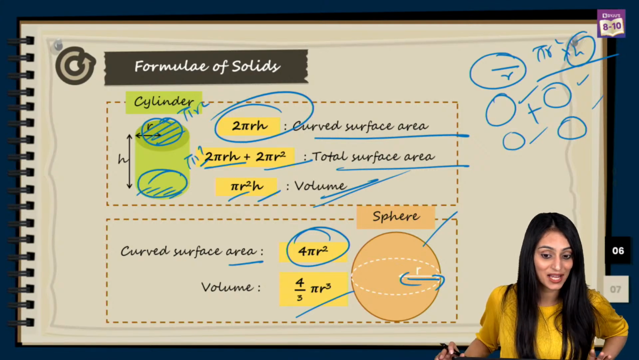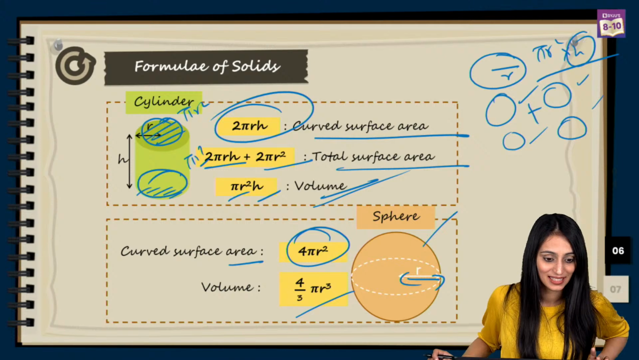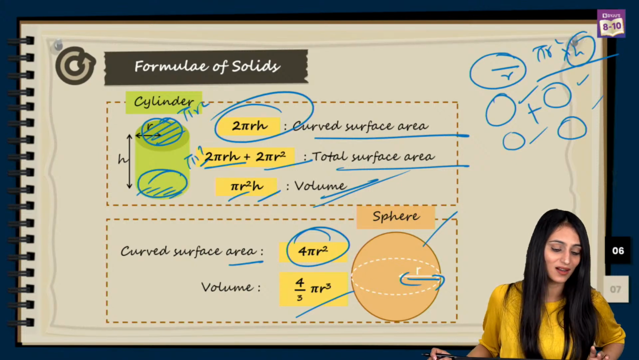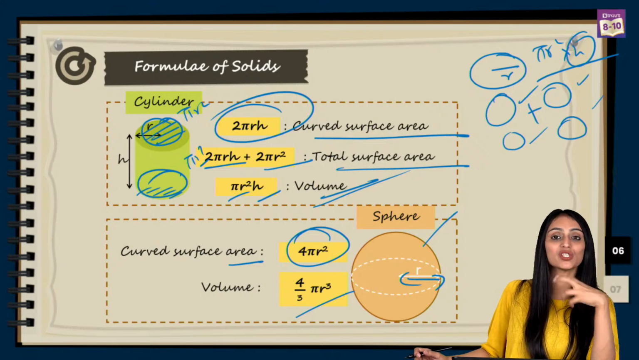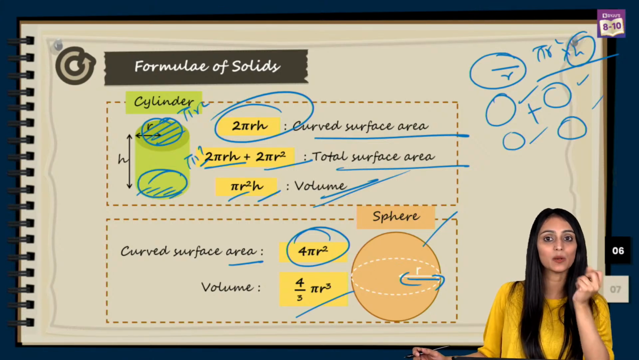Sorry, Vaishnavi, I again missed your question. Please, can you just write the question one more time? Ma'am, how do we check whether we have to use TSA or CSA? Kavya, I'm not able to understand the question. Okay, how do we check whether the question is asking for TSA or CSA?